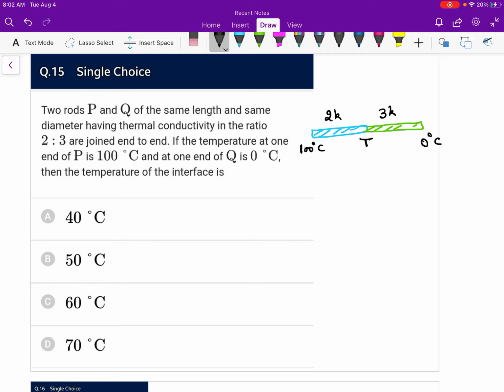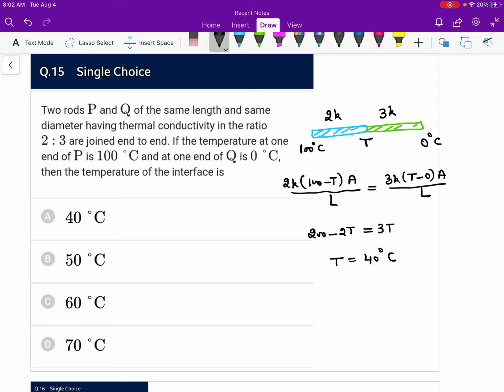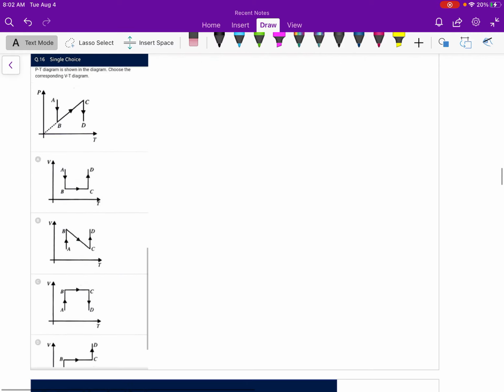So they are in series, heat current will be same through them in steady state. So 2K (100 minus T) A upon L is equal to 3K (T minus 0) A upon L. So that is 200 minus 2T is equal to 3T. So T is 40 degrees Celsius. So junction temperature is 40 degrees Celsius.